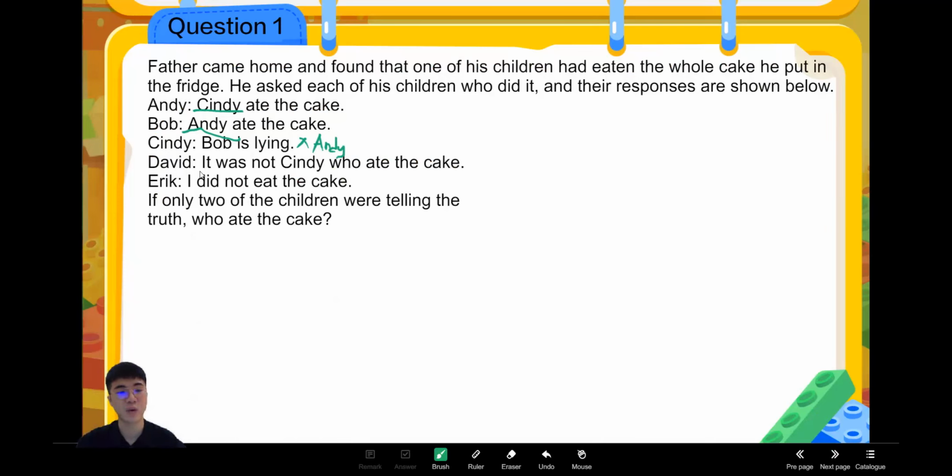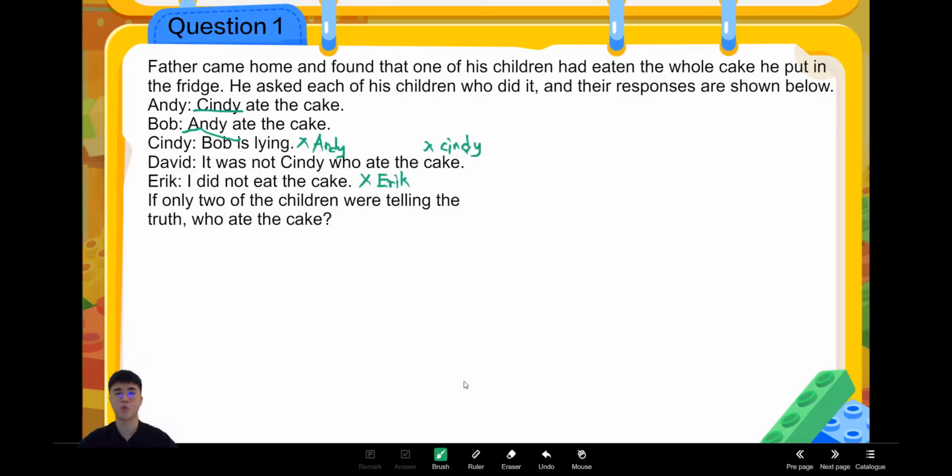David says it was not Cindy who ate the cake, which means it's not Cindy based on David's dialogue. Eric says, I did not eat the cake. So if only two of the children were telling the truth, who ate the cake?